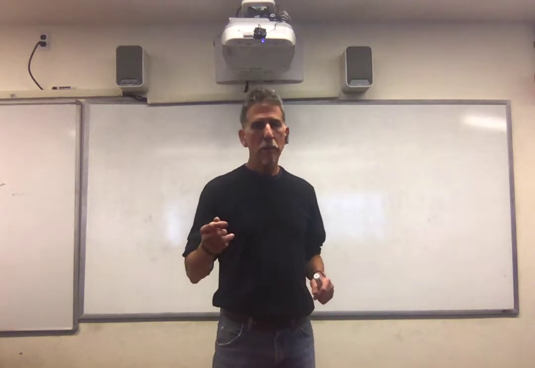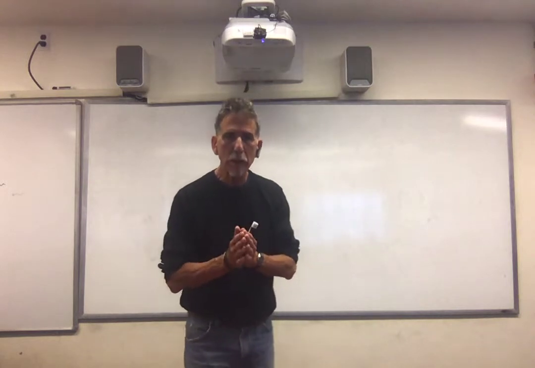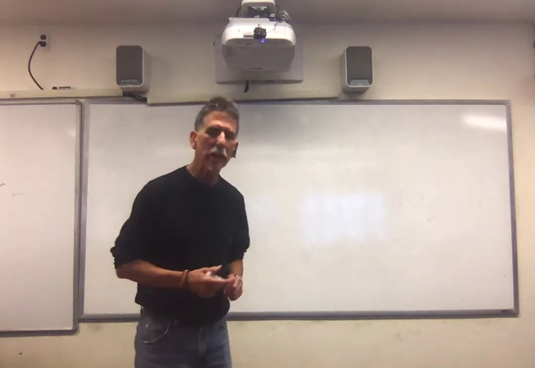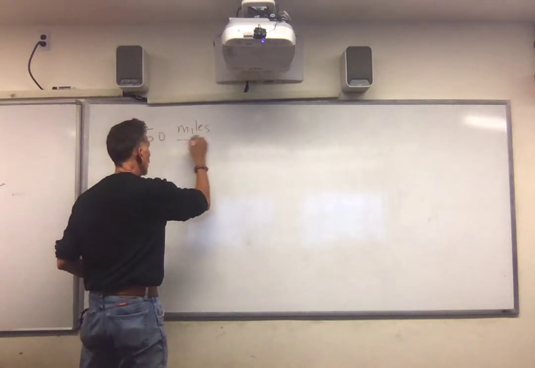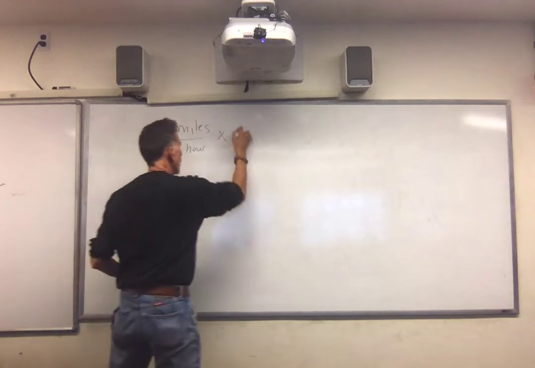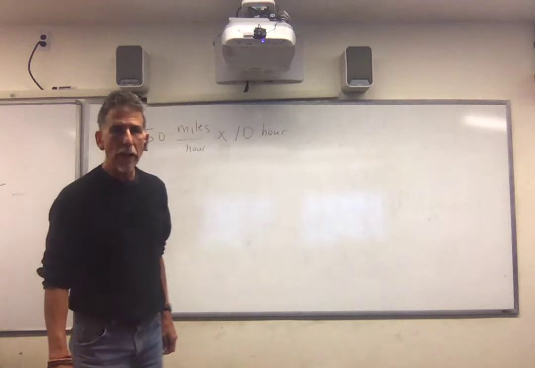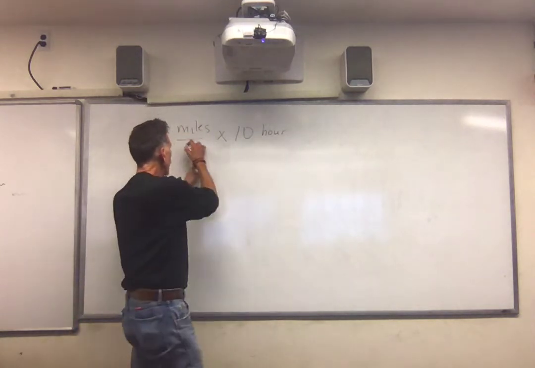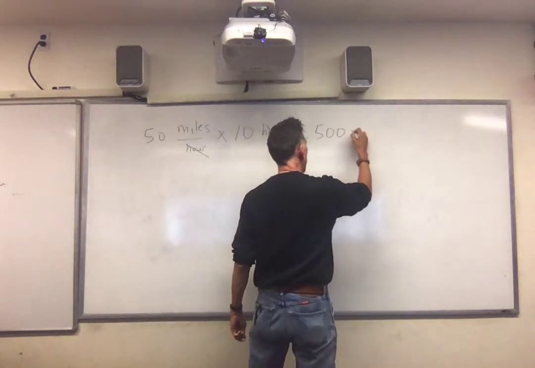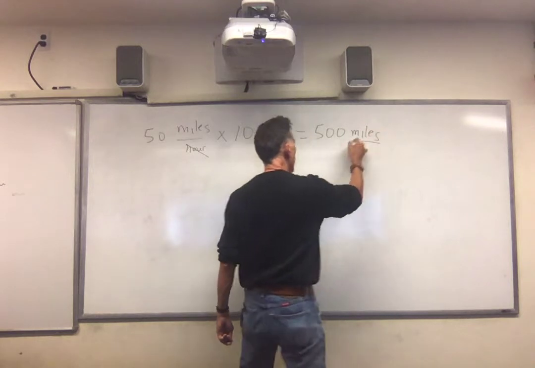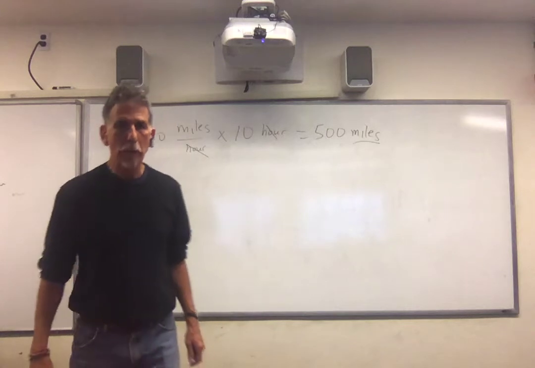Suppose I say, imagine you travel at 50 miles an hour for 10 hours. How far did you go? Let's write it out. 50, watch what I'm doing, miles per hour times 10 hours. Okay? What we have, hours over hours, the units will cancel. 10 times 50, okay, this is baby stuff, right? 500 miles. Traveling at 50 miles per hour for 10 hours, we travel 500 miles. Fantastic.